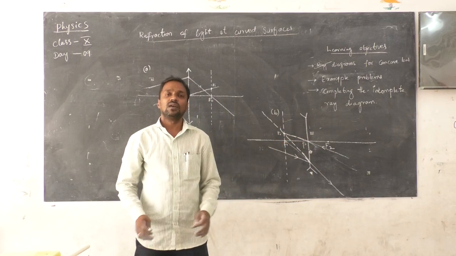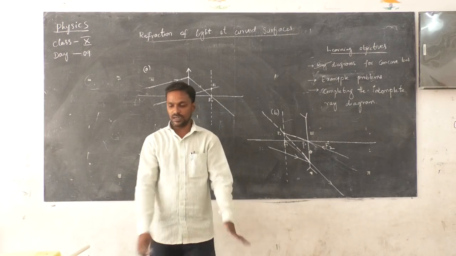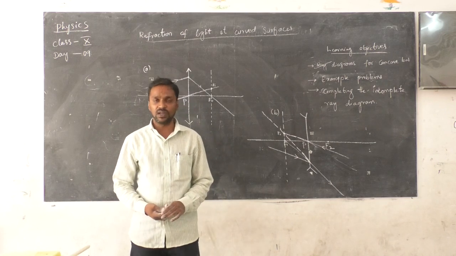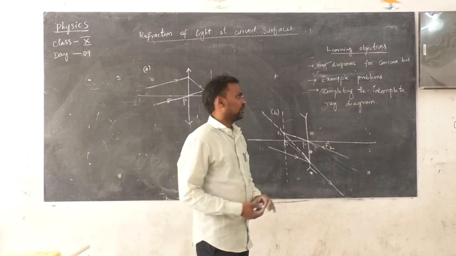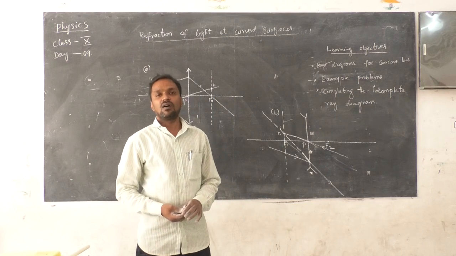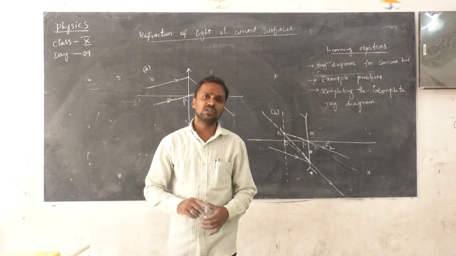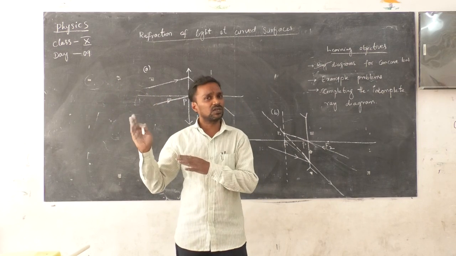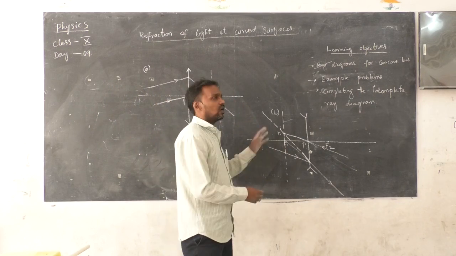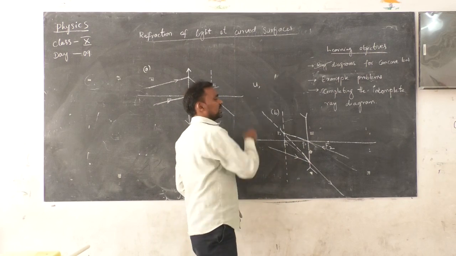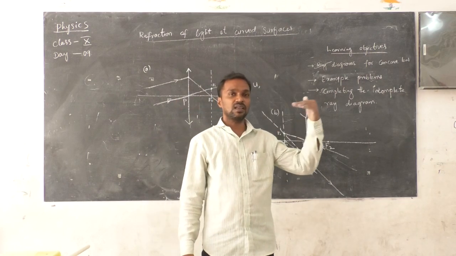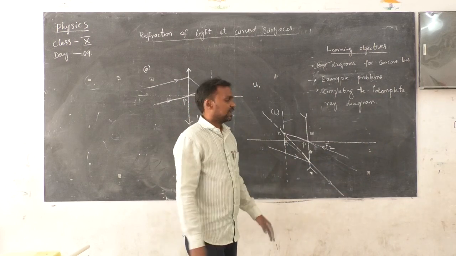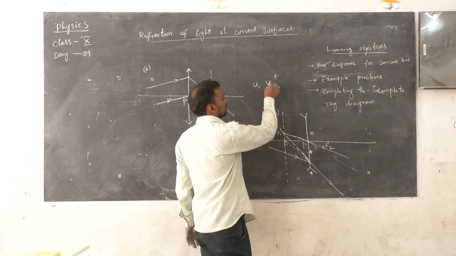Now, in the coming classes, we will be learning the lab activity to find the relation between U, V and F. What is U? U is the object distance. Object distance means the distance from the object to the optic center. The distance from the object to the optic center of a lens is called object distance U, and the distance between the optic center and the image, where the image is formed, is called image distance, denoted by the letter V.